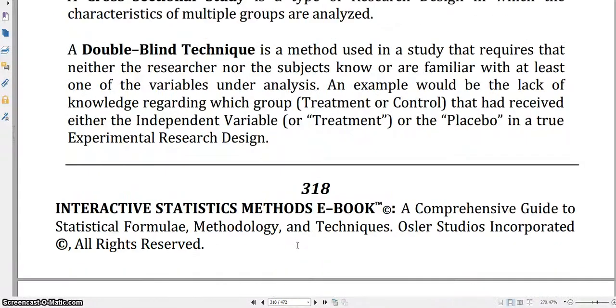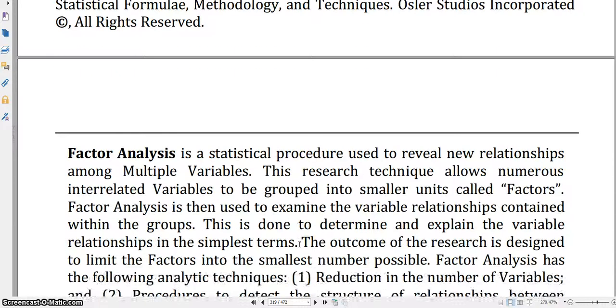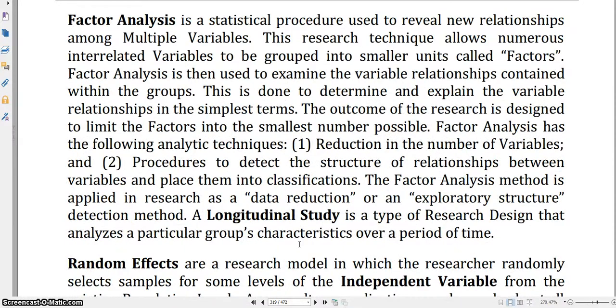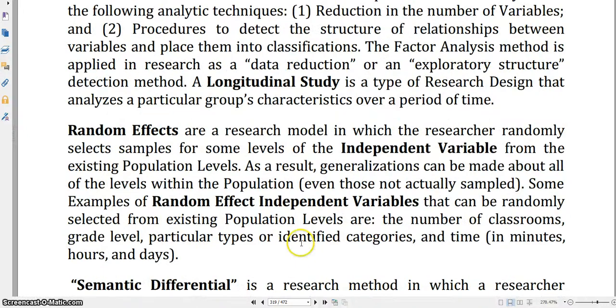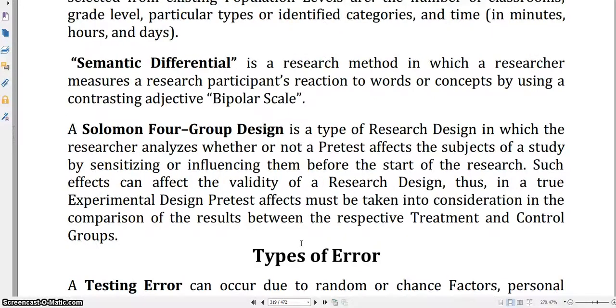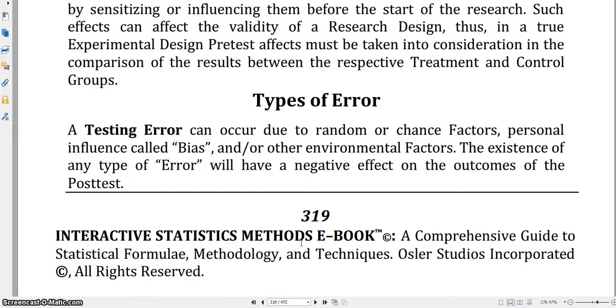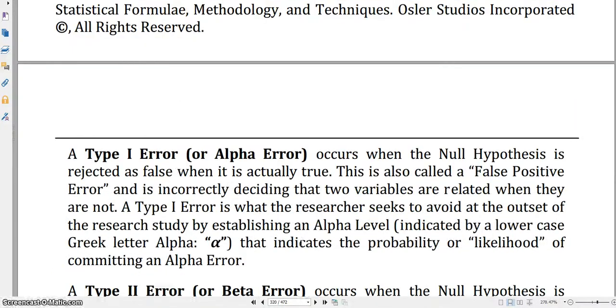Now, types of research studies: double-blind techniques, cross-sectional study, factor analysis, looking at relationships between multiple variables, random effects, semantic differential, Solomon four-group designs. And then the crux of this is getting down to our types of error.